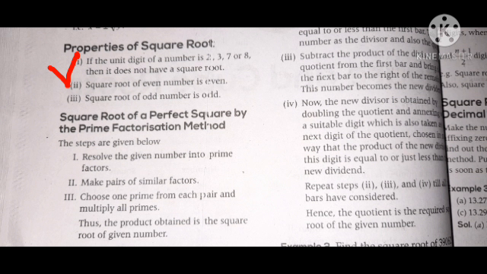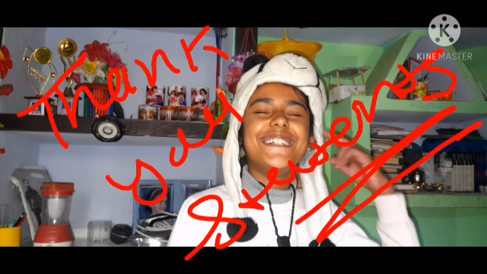Now let us discuss the properties of square roots. The first one is that if the unit digit of a number is 2, 3, 7, or 8, then it does not have a square root. The second one is that the square root of an even number is even, and the third one is that the square root of an odd number is odd. Further methods of the square root we have discussed.